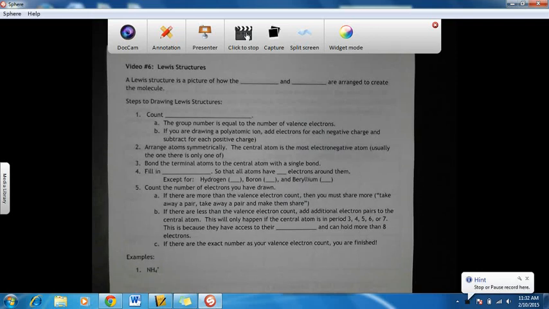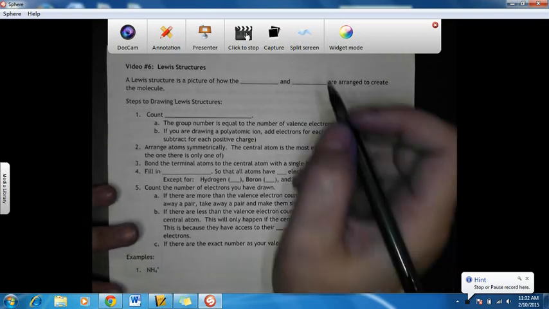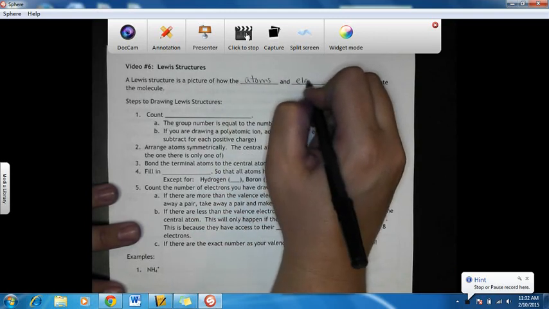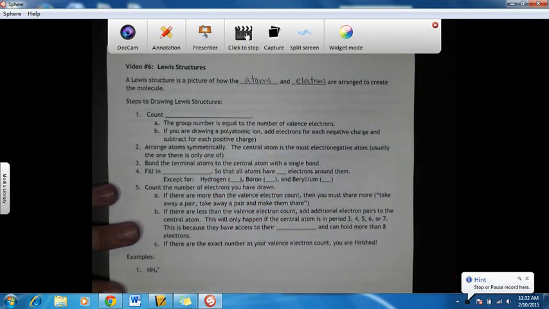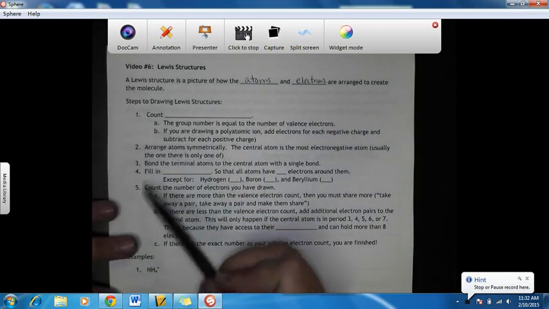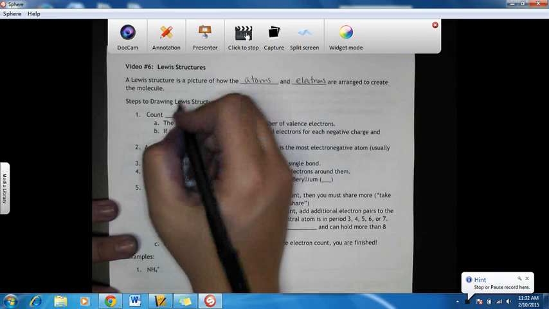In this video, we're going to learn about Lewis structures. A Lewis structure is a picture of how the atoms and electrons are arranged to create a molecule. And so we have steps to go by to draw Lewis structures. So first, we count the valence electrons.